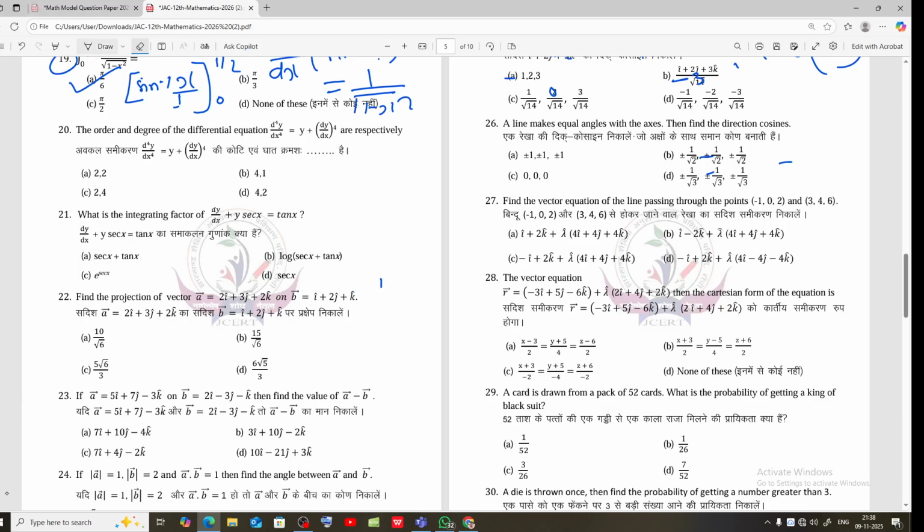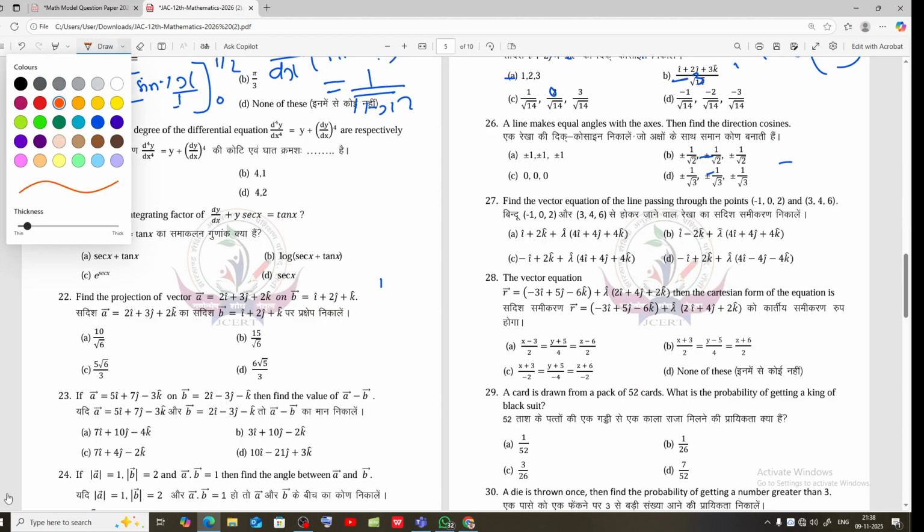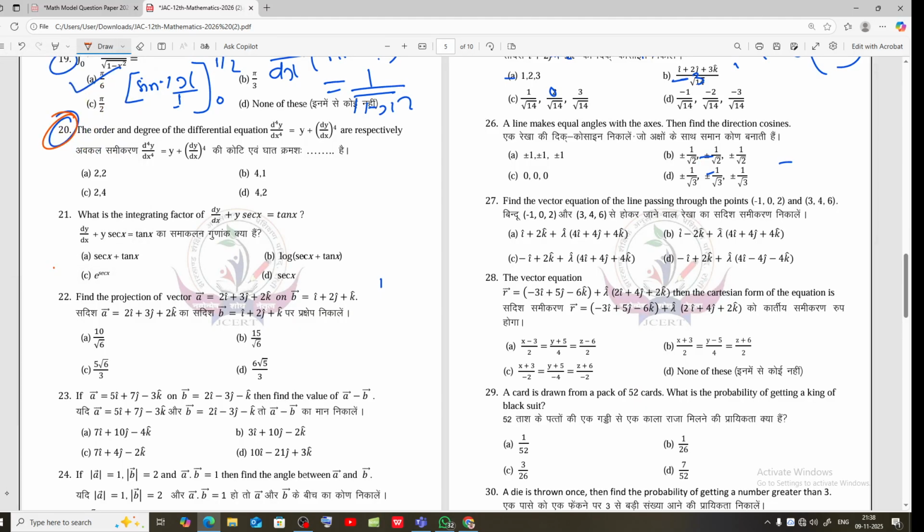Question number 20, order and degree of the differential equation. Order is the highest derivative of the differential equation, and degree is the power of the highest order derivative. So the highest order is 4, fourth order, and the highest power is 1. That means 4 comma 1.